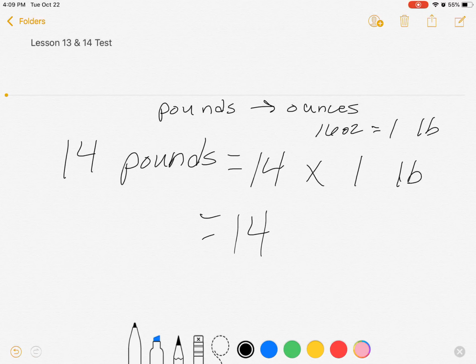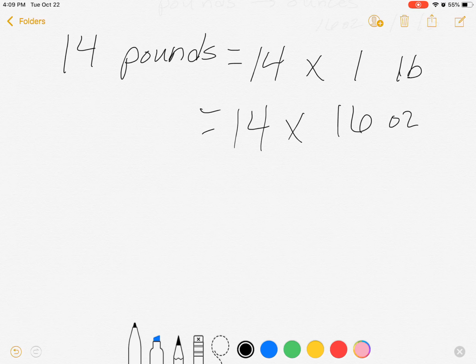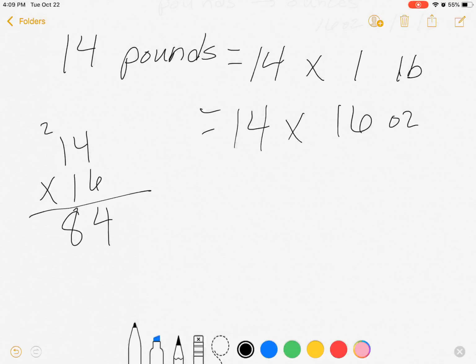Then we are going to convert here. 1 pound is how many ounces? 16. And we're making sure we mark our unit. Now we have to use the standard algorithm. 14 times 16. So what's 6 times 4? 24. 6 times 1 is 6, plus 2, 8. What do I do next?